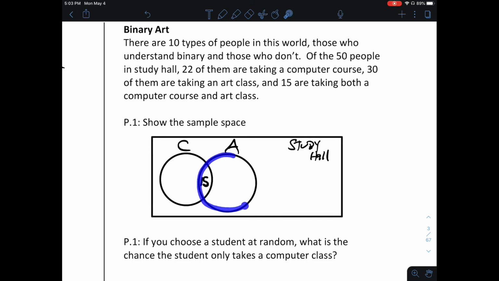And then of the art students, there's supposed to be 30 art students. We've used 15 in the intersection. So there's 15 that are taking art but not computer. There are 22 people taking computer courses. We've used 15 of them here, so there are 7 left. If this adds up to 50 people, we're done. 15 and 15 is 30, plus 7 is 37. We are missing 13 people, so there must be 13 people in study hall that are not taking art or computer.